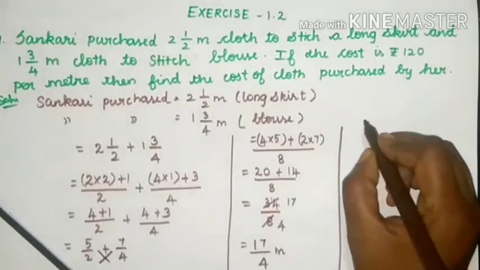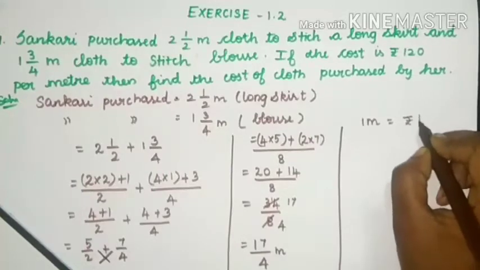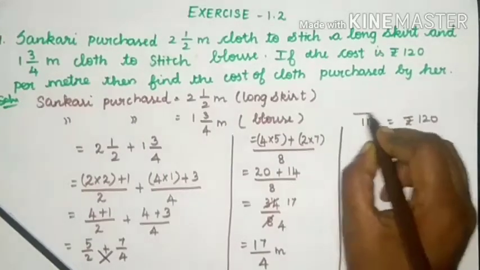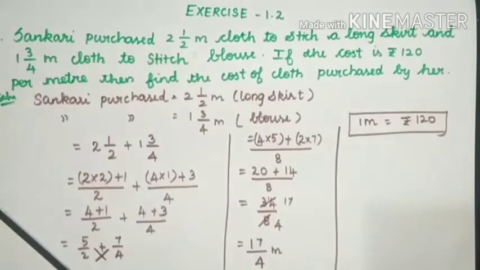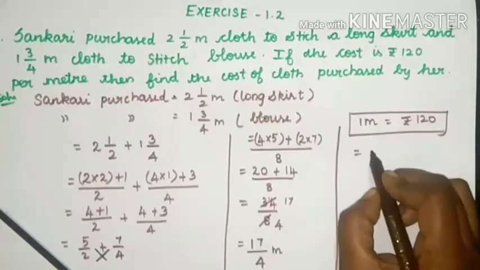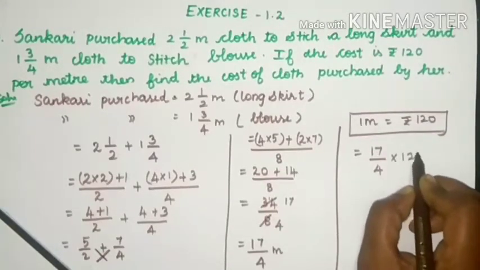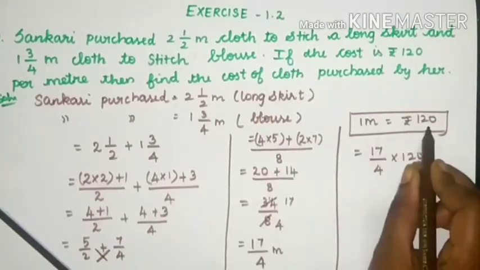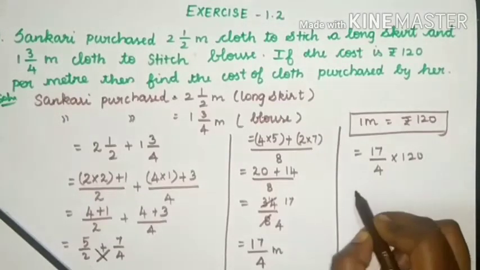That is, 1 meter equals rupees 120. The cost of 1 meter of cloth is equal to rupees 120. We have to find it for 17 by 4 meter, so you have to multiply it with 120.